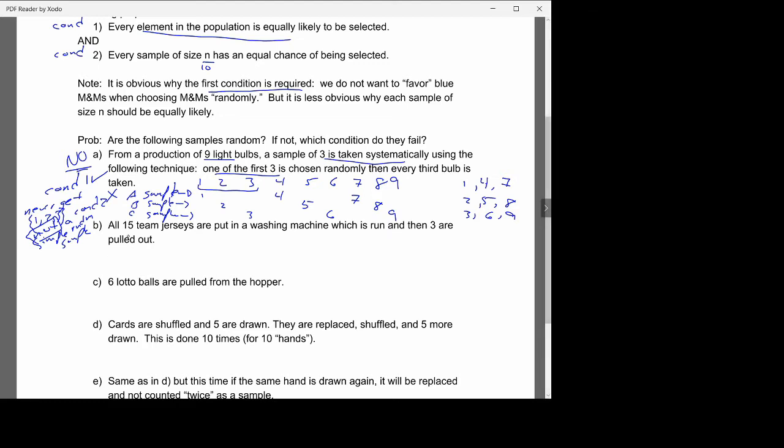Let's try this next one, 15 team jerseys. We're going to assume they're all the same size. They're put in a washing machine that mixes them very well, runs, and then we pull out 3 jerseys. Does it meet the 2 conditions of a simple random sample?